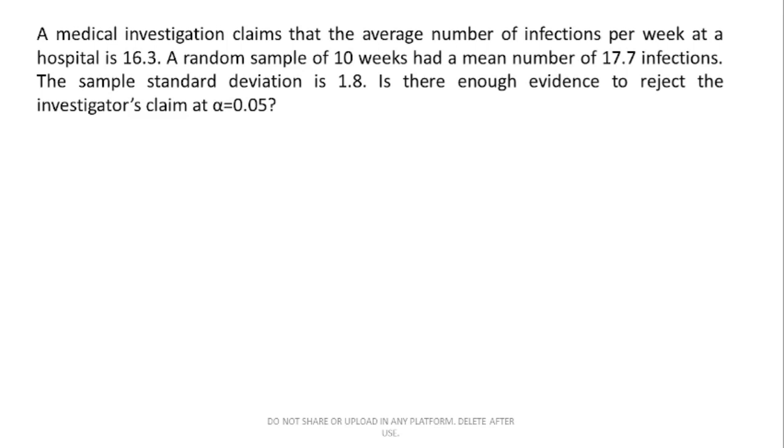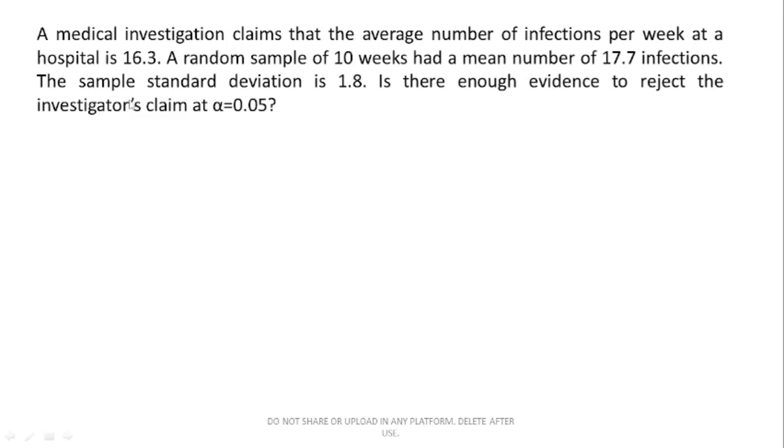Okay, so we have an example here. A medical investigation claims that the average number of infection per week at a hospital is 16.3. A random sample of 10 weeks had a mean number of 17.7 infections. The sample standard deviation, so take note, we are given here sample standard deviation.